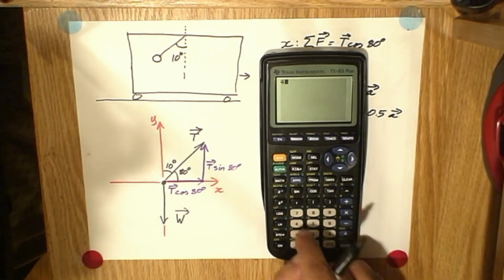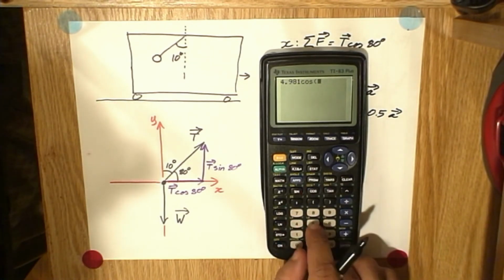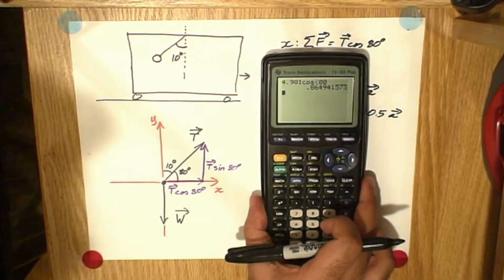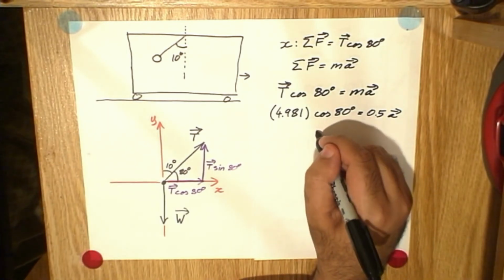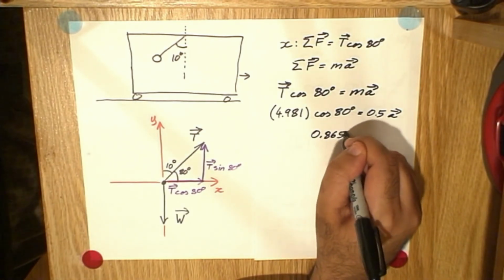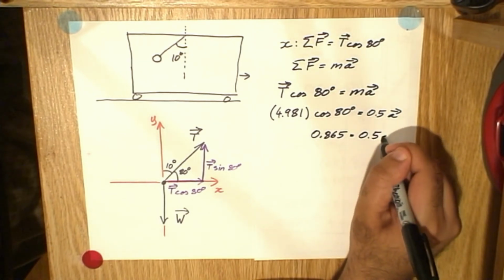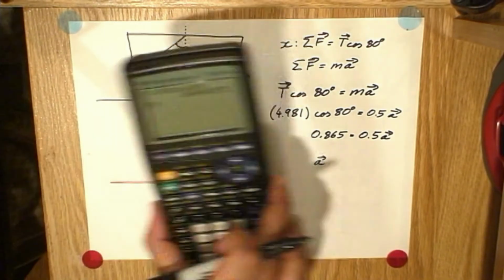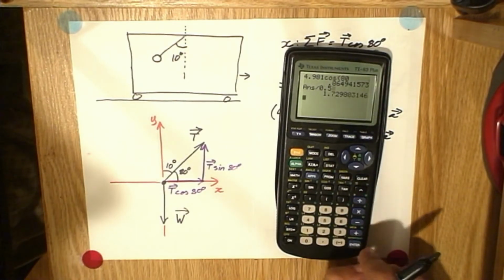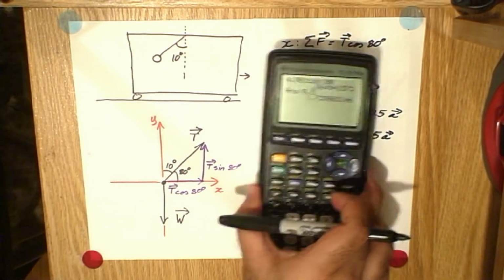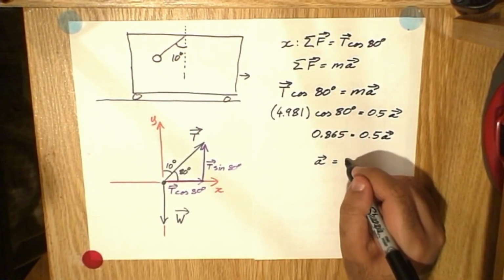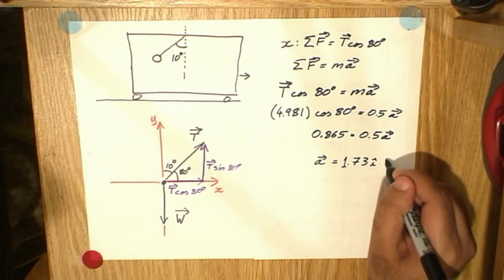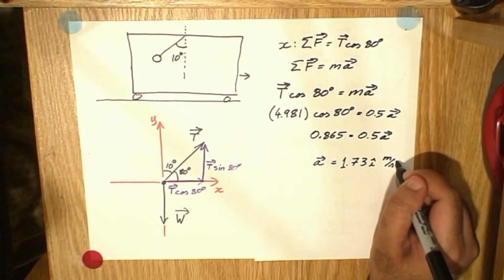So, 4.981 times the cosine of 80 degrees gives us 0.865. Now I just need to divide both sides by 0.5, and that gives me the acceleration: 1.73. So the acceleration of the ball and the acceleration of the train car would be 1.73 i hat meters per second squared.